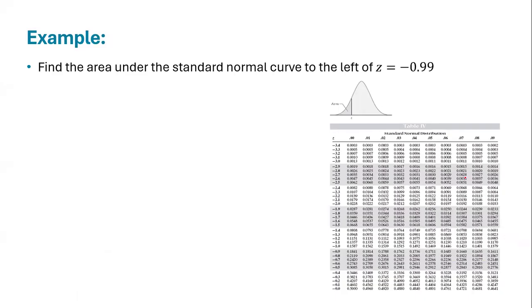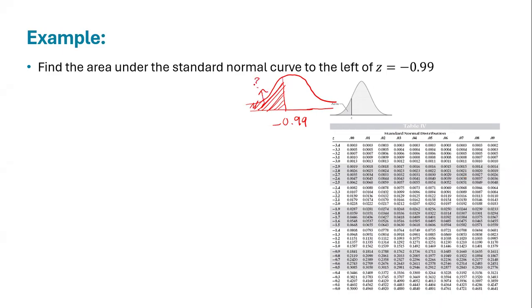Let's look at this example. This time we want to find the area under the curve to the left of this z-value. So that means if we have a normal distribution and negative 0.99 is somewhere on the left side of the mean, you want to find the area to the left. That means we're trying to find this area.